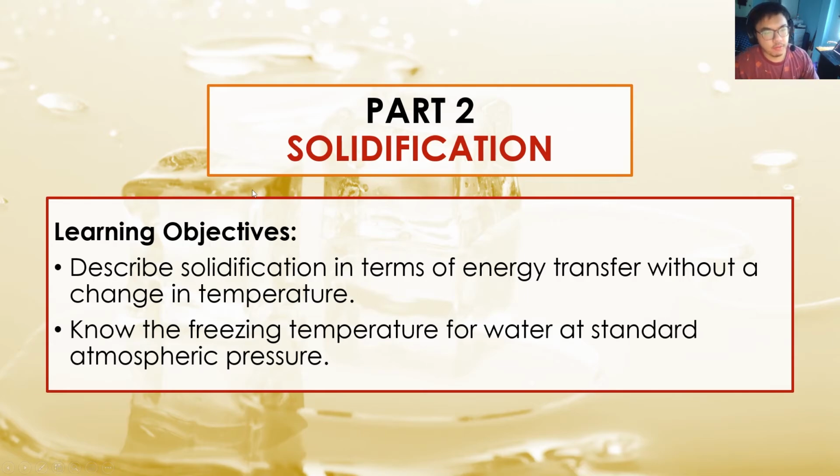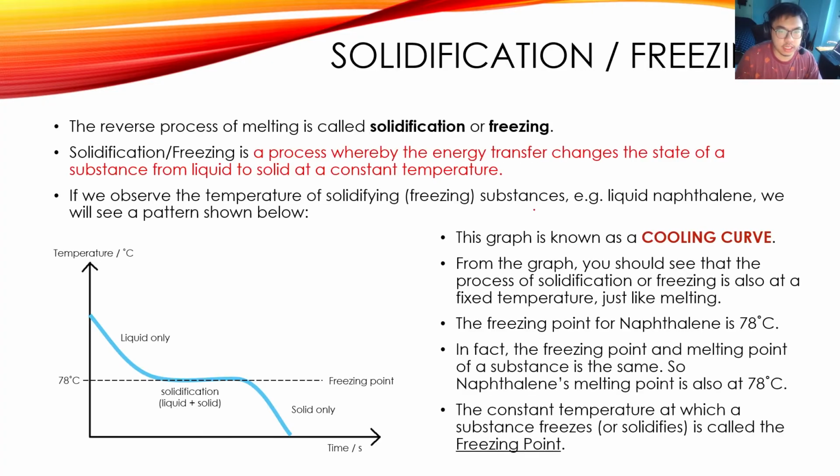And that's pretty much it for part 2 for solidification. For your exam, make sure you remember the definition of solidification, and also make sure you remember how to find the freezing point of a substance from a cooling curve, this graph here. You can find the freezing point when the graph becomes constant, or when the graph becomes a straight horizontal line. This horizontal line here will tell you where the freezing point or solidification point is for that substance.